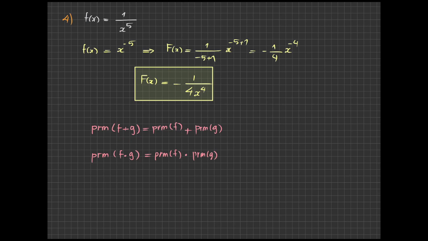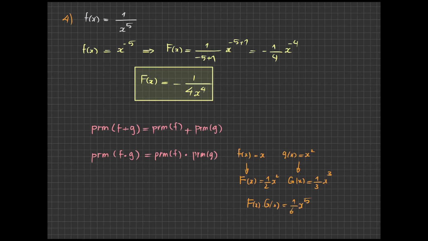For example, to show you that this is not correct, let f of x be x, and let g of x be simply x squared. If I ask you what is a primitive function for the first, the answer is 1 over 2 x squared. A primitive function for the second, we just learned, is 1 over 3 x to the power of 3. And let me multiply them. What is the answer? It's 1 over 6 x to the power of 5.